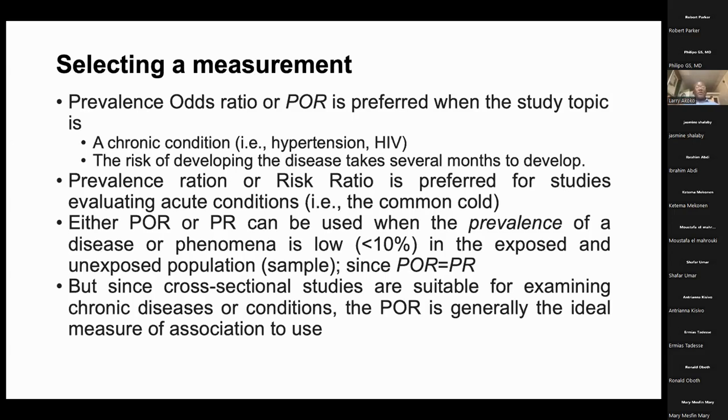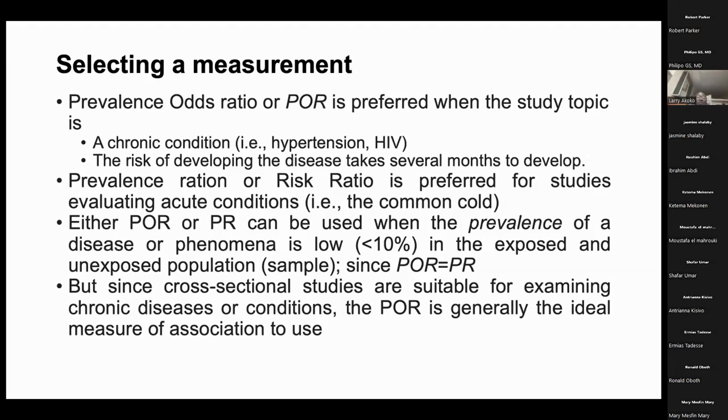Or the risk of developing the disease takes several months to develop, like CKD, doesn't occur acutely. You can't use it for ACI, because the moment you study it is resolved, so you will not find it. So you use prevalence odds ratio when the disease takes longer time to develop. But you use prevalence ratio, risk ratio, when you are studying acute conditions, like common colds. If the disease is fatal, like Ebola, you will not use prevalence odds ratio because you will not get survivors. Many people will be dying of the condition.